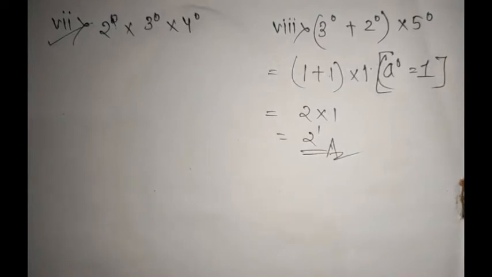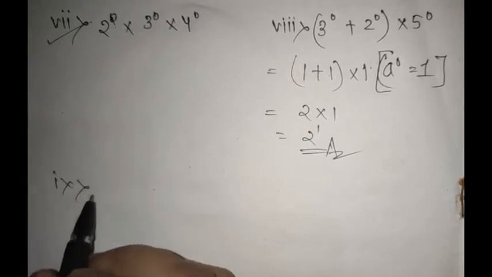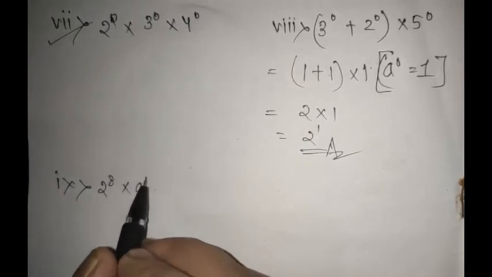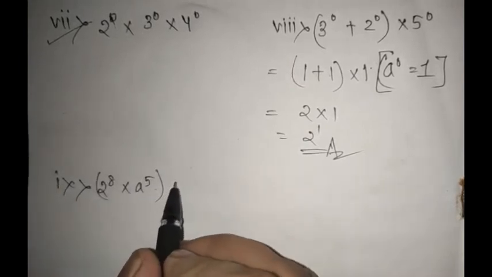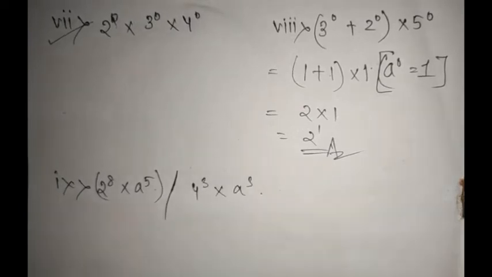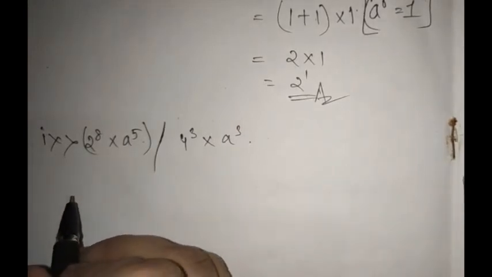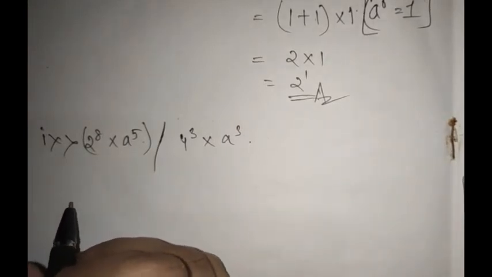Okay, so now proceeding to part 9. Let me write the question first: 2 to the power 8 into a to the power 5 divided by 4 cube into a cube. Alright, so this question is a little bit tricky, you may feel, right?